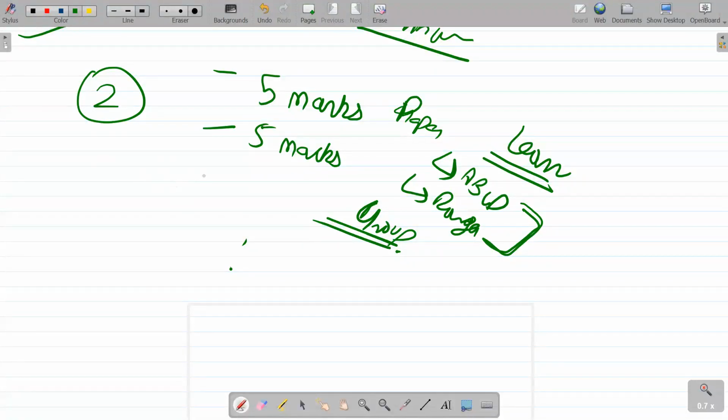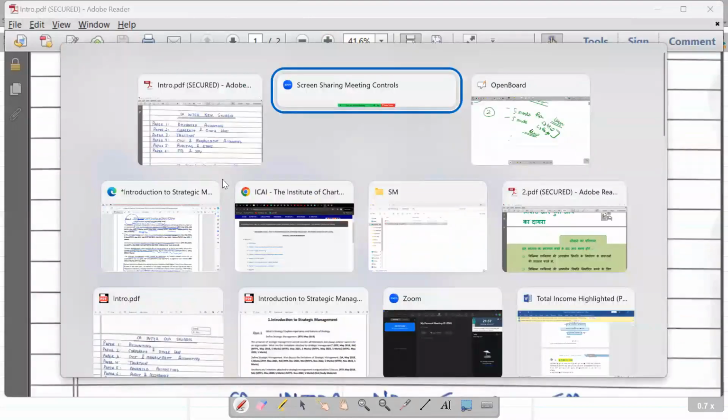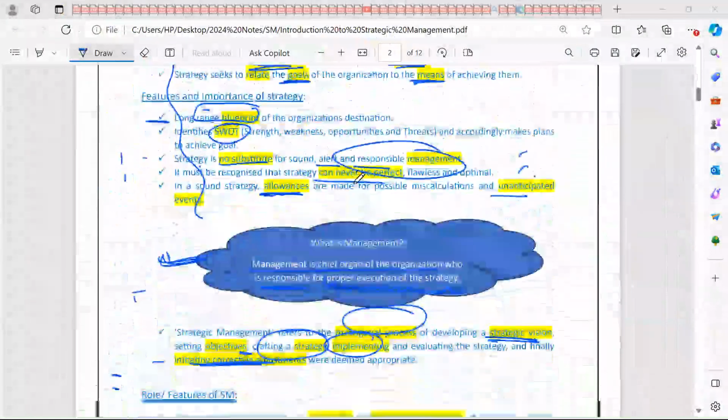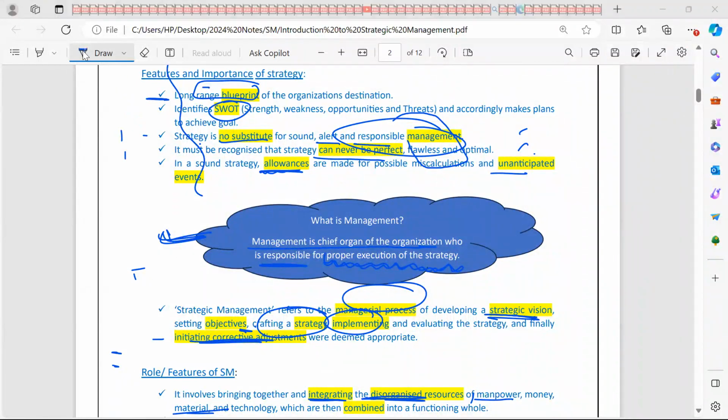What you guys have to do is take a printout of the notes. You can even read it online, but you have to focus on the keywords. Keywords have been highlighted in yellow. So you have to focus on this part and everything will be easy for you. So guys, we are closing for today.